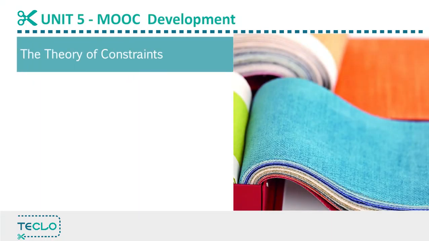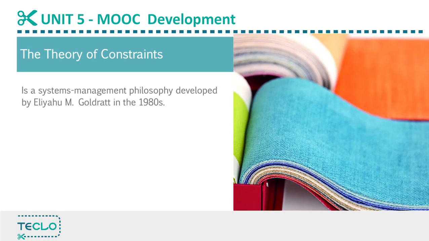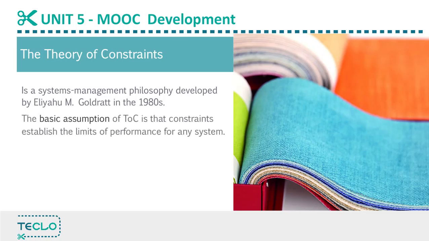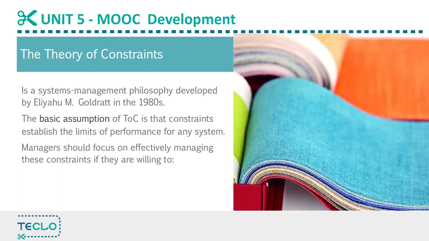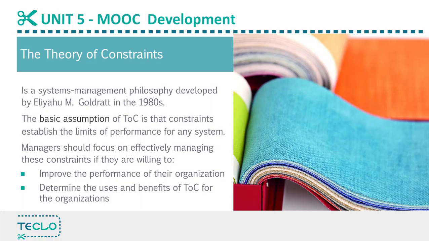The theory of constraints. The theory of constraints, TOC, is a systems management philosophy developed by Eliyahu M. Goldratt in the 1980s. The basic assumption of TOC is that constraints establish the limits of performance for any system. According to the TOC, managers should focus on effectively managing these constraints if they are willing to improve the performance of their organisation and to determine the uses and benefits of TOC for the organisations.